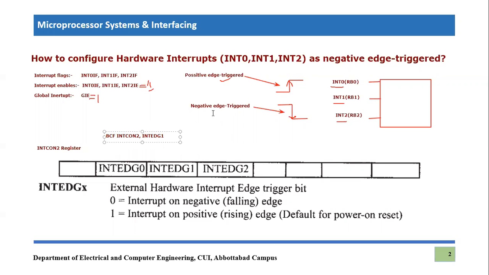So whenever, instead of a positive edge, a negative edge appears on interrupt 1, it will set its corresponding interrupt flag, which is INT1IF. This is how you can make any of these interrupts negative edge triggered. You just need to make the corresponding bits of the respective interrupt equal to 0, and you can use this instruction to do so.